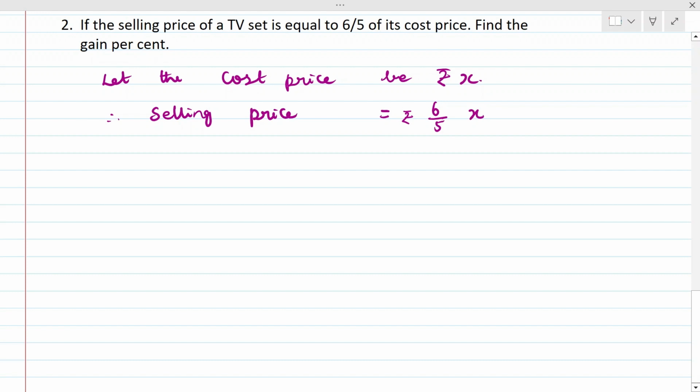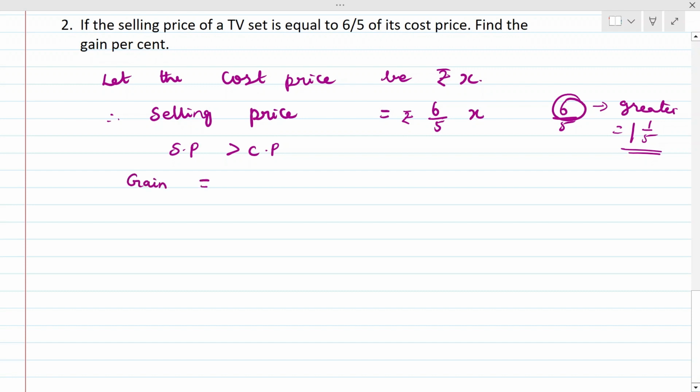So now selling price is greater than cost price. We know that because 6 by 5 means 6, the numerator, is greater. Numerator is greater means it will be 1 by 5 more. So 1 by 5 means it will be greater. Selling price is greater than the cost price. That is why here we will get gain.